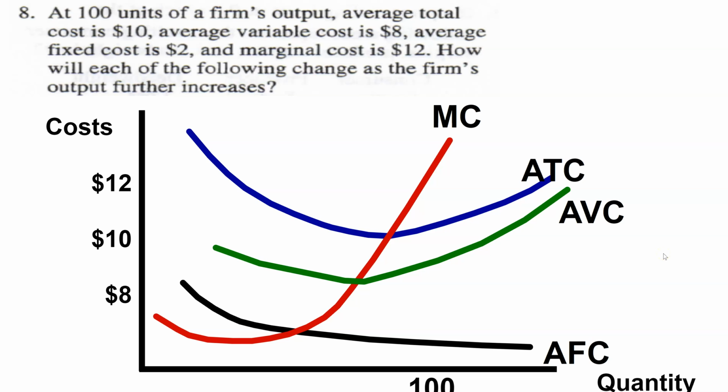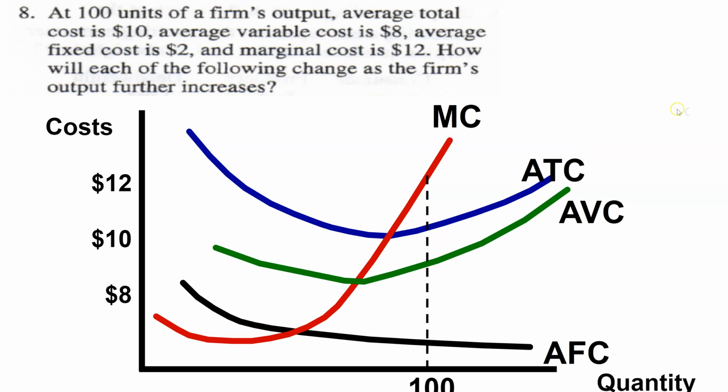Now, let's look at one more example before we move on, and that is at 100 units of a firm's output, the average total cost is $10. We kind of see that here. And the average variable cost is $8. Fixed costs are $2, and marginal cost is $12. How will each of the following change as the firm's output further increases?